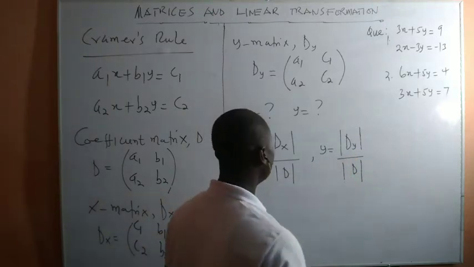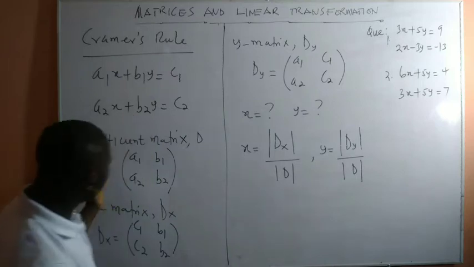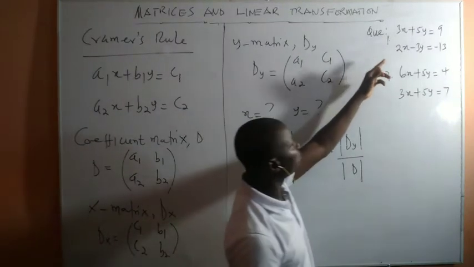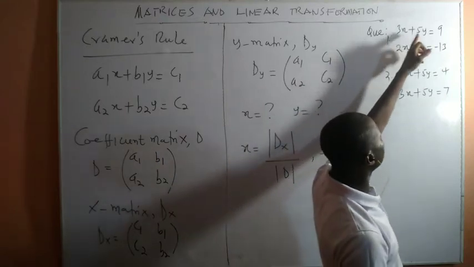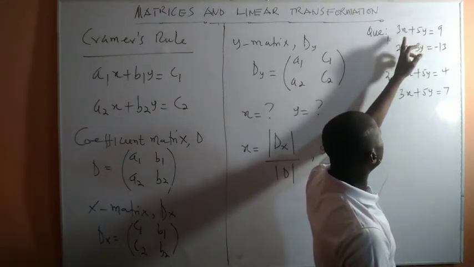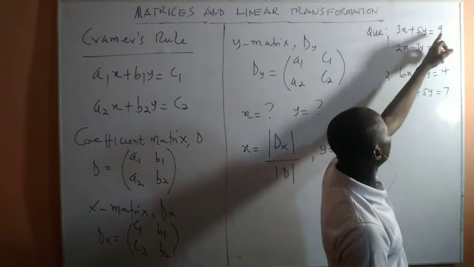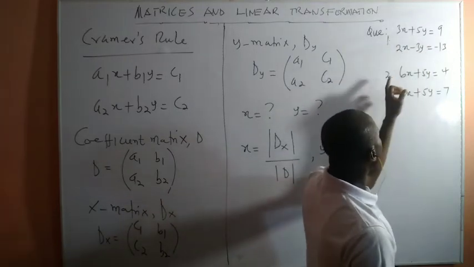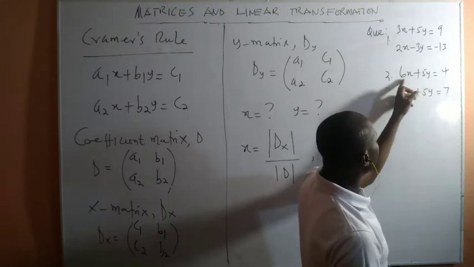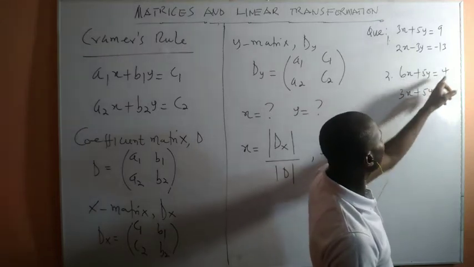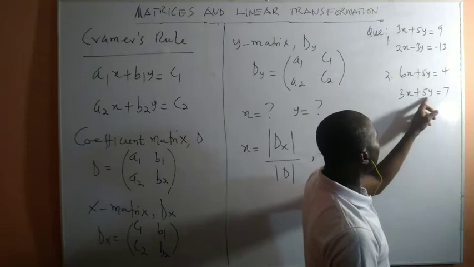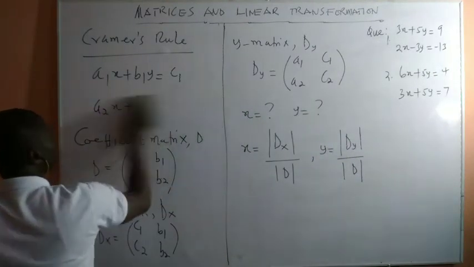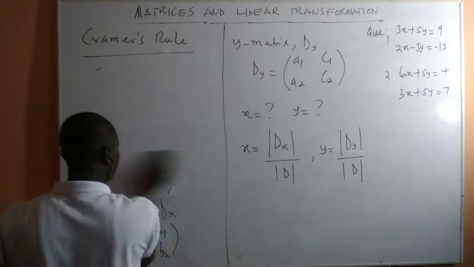Now we are going to see how best we can use Cramer's rule to solve systems of equations, and let's consider these two systems. The first one: 3x plus 5y equals 9, then 2x minus 3y equals minus 13. The second system: 6x plus 5y equals 4, then 3x plus 5y equals 7. Let's see how best we can use Cramer's rule to solve them.